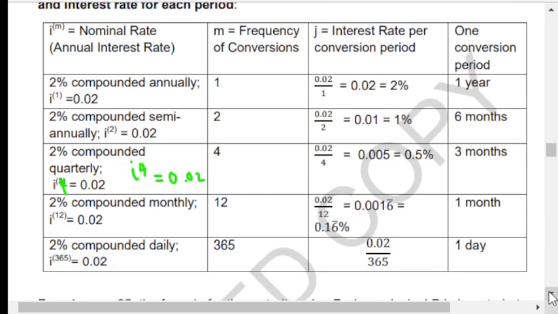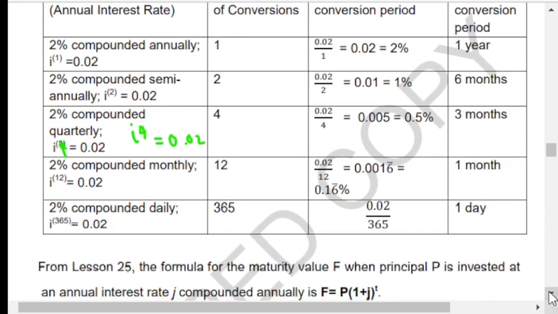Okay. Then there is compounded daily. So every day, and there are 365 days in 1 year. So therefore, your nominal rate would be j to the power of 365.